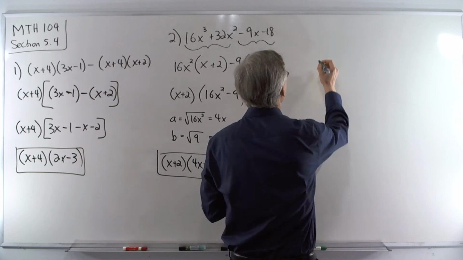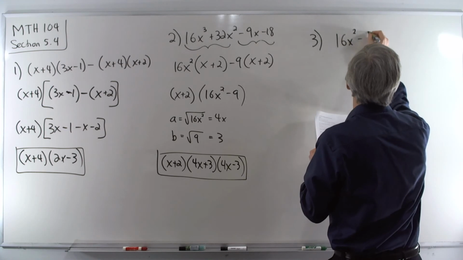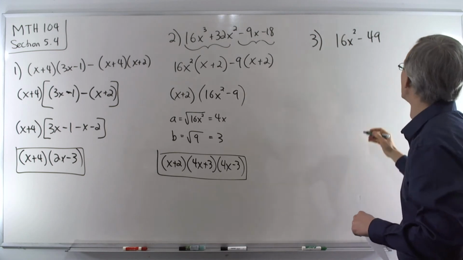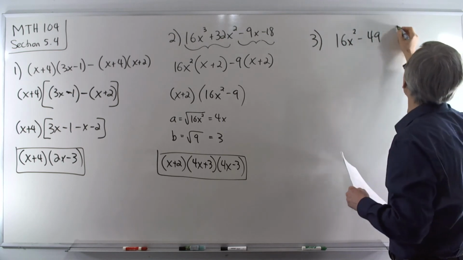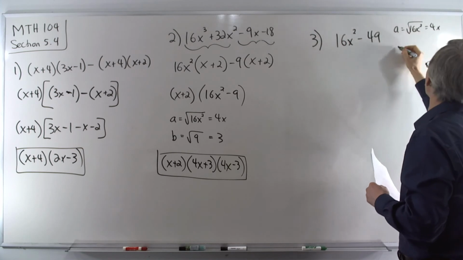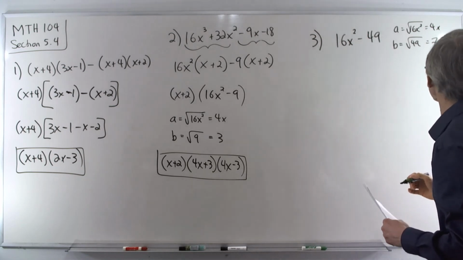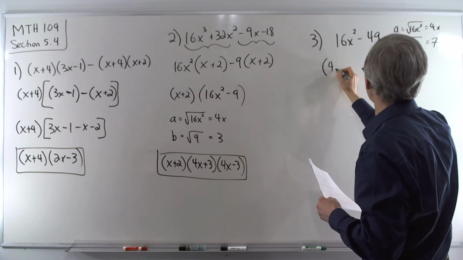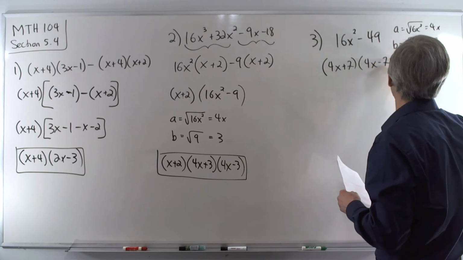Number 3. This one's very similar to what we had here. Perfect square, perfect square, perfect square. So that means we have difference of squares. So we get 4x and 7 for A and B. Plug that into the difference of squares formula. A plus B, A minus B, so we get 4x plus 7 and 4x minus 7.